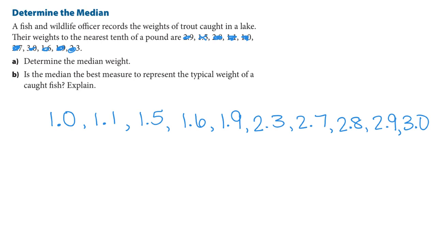Then I have to find the middle, and sometimes it's really obvious. If you're not sure, start crossing out numbers in pairs. What I do is I cross out my lowest and my highest, and then my next lowest and my next highest, and I keep going until I have either 1 or 2 numbers left. So 2, because if I cross out 1.9 and 2.3, I have nothing left, so I have to stop there. My median is here. Those are my middle 2 values.